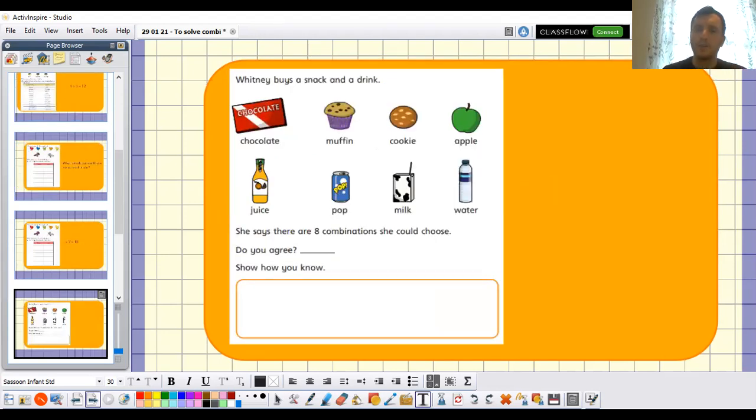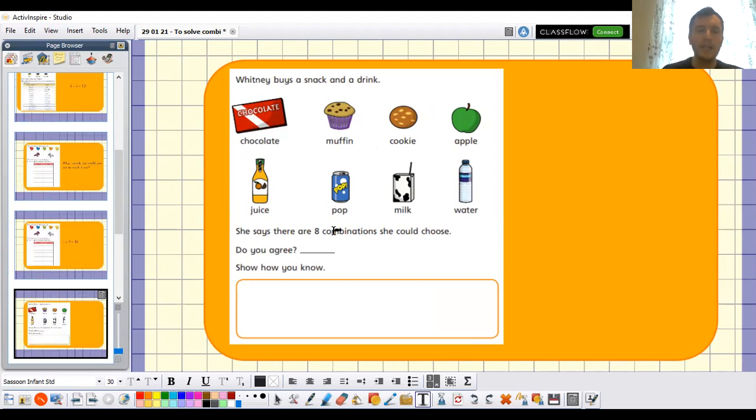Last one. This one's a bit trickier. This one, again, is a bit of a problem-solving one. Whitney buys a snack and a drink. Here are her snacks. So chocolate, muffin, cookie, and apple. Some tasty snacks there. And some drinks. She's got juice, pop, milk, or water.